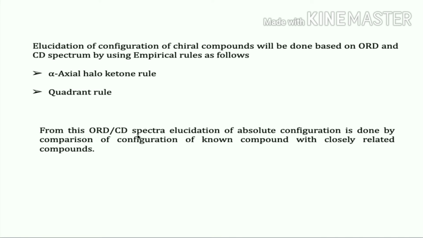Also, from ORD and CD spectra, elucidation of absolute configuration is done by comparison of the configuration of a known compound with a closely related compound. And this has been studied in the first semester, how ORD and CD spectra are used for assigning absolute configuration of coordination complexes. So here in this case, we are going to use empirical rules, and by applying these empirical rules, we are going to assign absolute configuration.